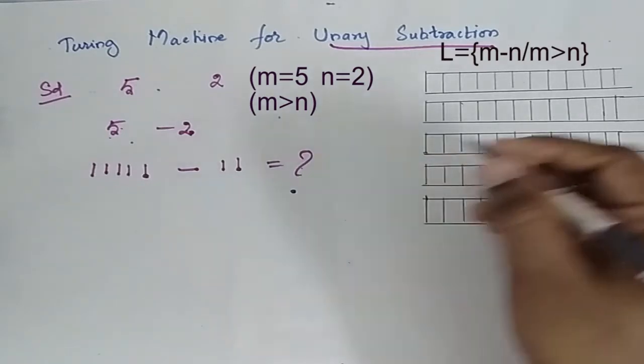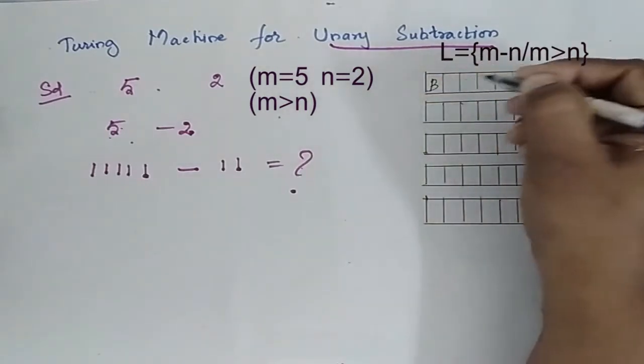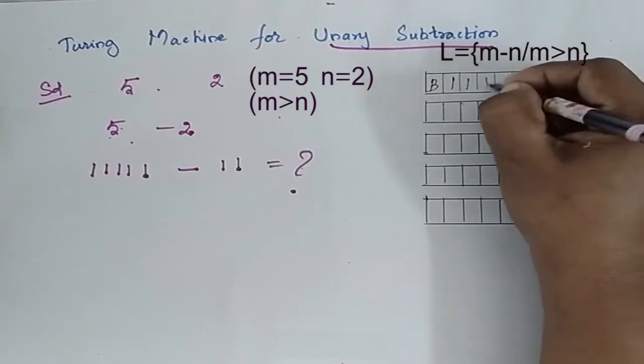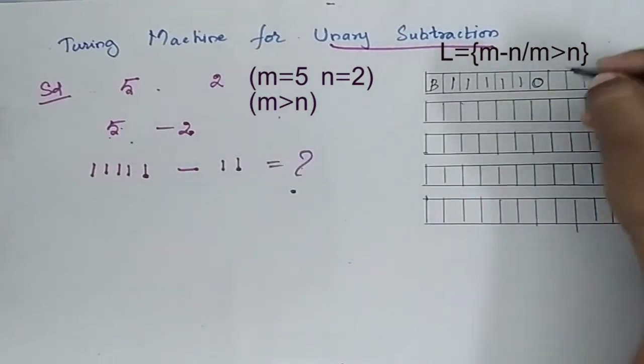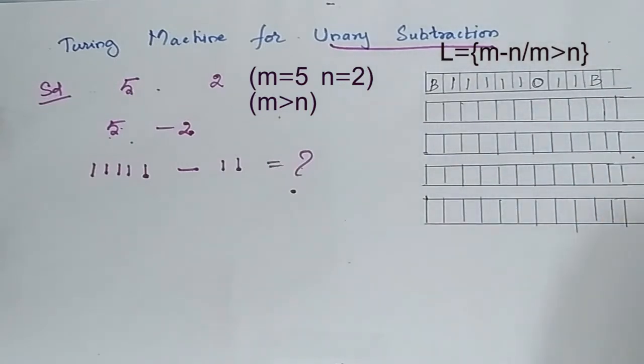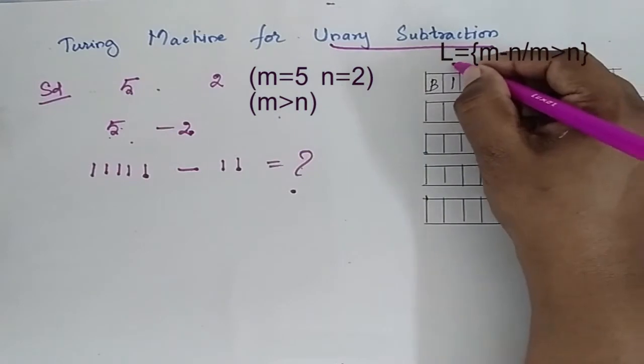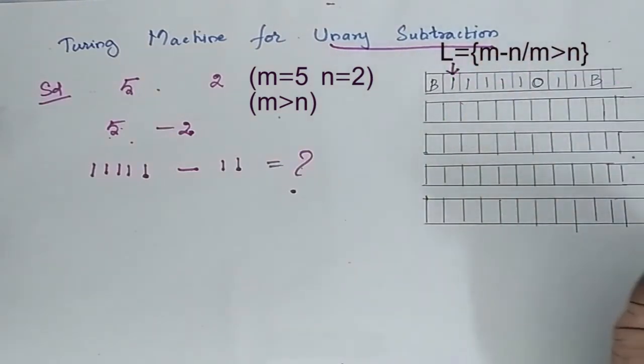Now, my series: first I'll encounter a blank space, then 1, 2, 3, 4, 5. I'll have a delimiter and then the second number, 1, 2. Okay, this is my series. In the beginning, I'll have my tape header here.